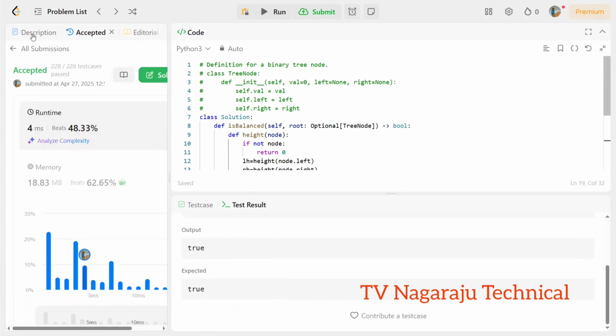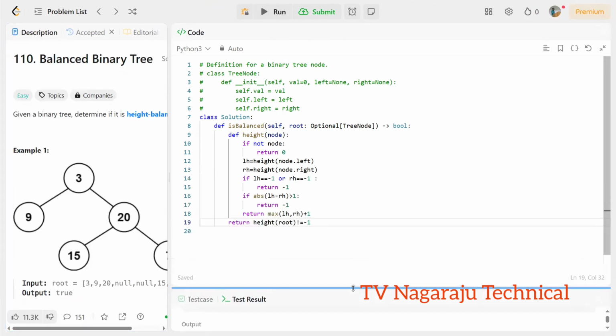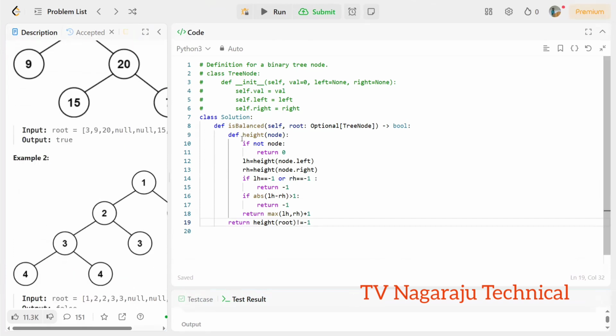See, accepted or not? Now again, observe the program carefully. Here, for example, 1 is the node. First time I am calling height of root, height of 1. Now, if node is not null, LH is equal to height of node.left. So for 1, what is the left node? 2. So, I am again calling the function with 2, again with 3, and again with 4. Then the left side of 4 is null. The if condition fails, then I stop.